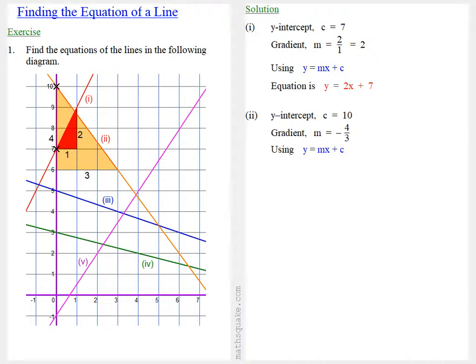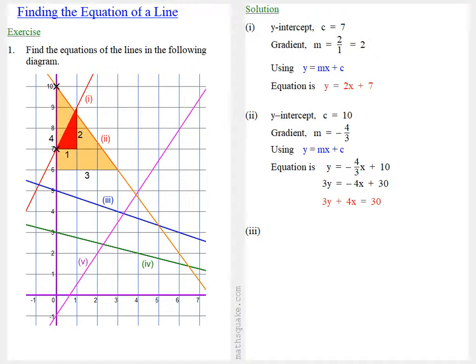So if we substitute those in the equation y equals mx plus c, we have the equation is y equals minus 4 over 3 x plus 10. Now we can multiply both sides of the equation by 3, and that gives you 3y equals minus 4x plus 30, or 3y plus 4x equals 30.